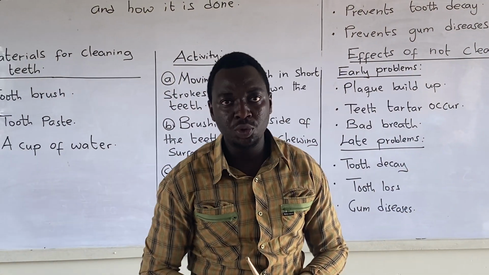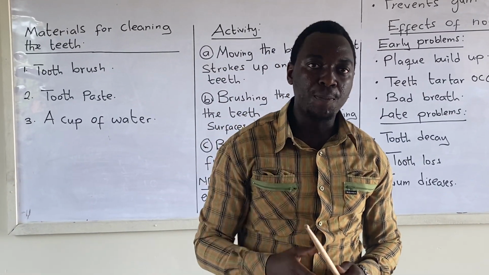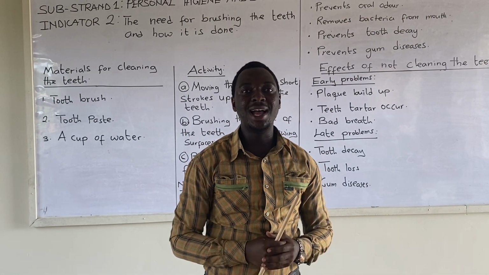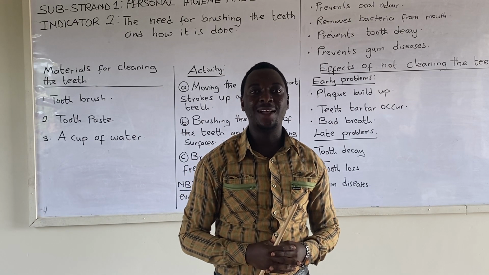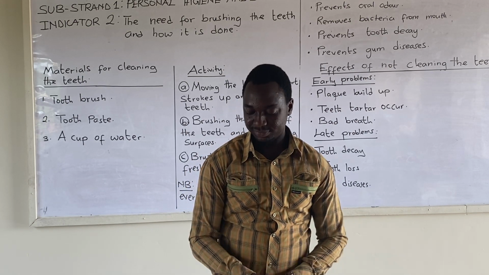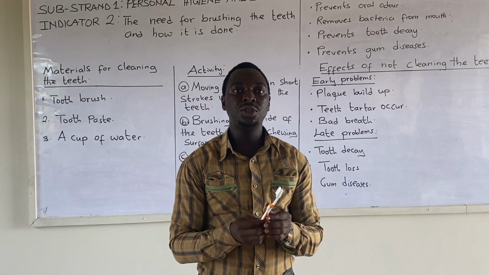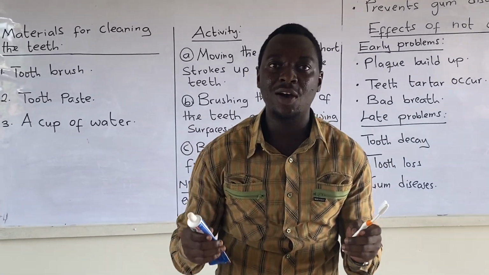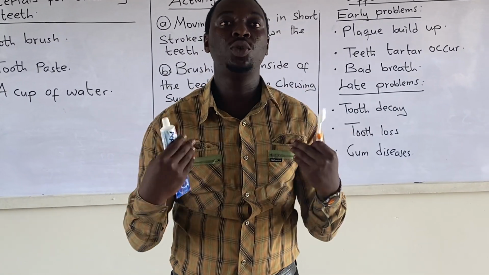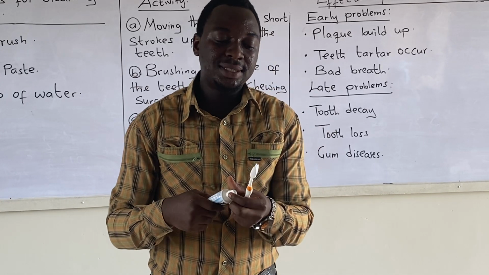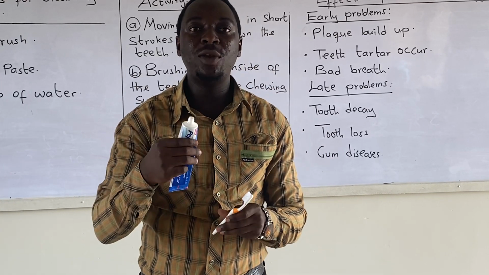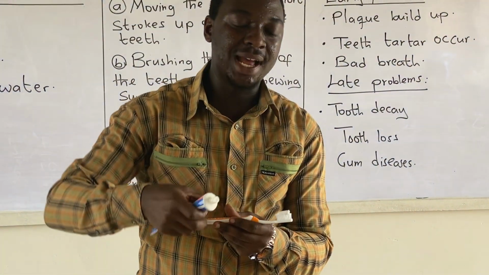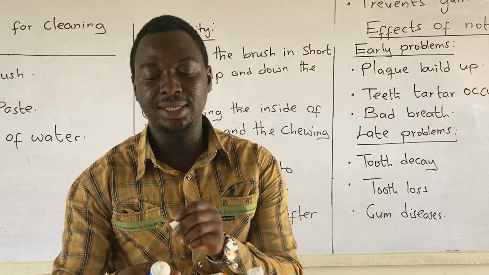Now, we are going to go through an activity that will show us the proper way of brushing our teeth. Follow me. Get your toothbrush, your toothpaste, and a cup of water, and let's go through the activity. First, you pick your toothbrush, get your toothpaste, of your choice, the one that you like. You put the paste on the toothbrush. Avoid wasting toothpaste. Put it on the toothbrush, as you can see.